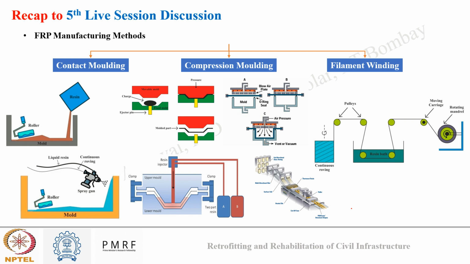Then we started the discussion of manufacturing methods of FRP. In this, we talked about three major categories: contact molding, compression molding, and filament winding. So in the contact molding method, we saw the hand layup method and spray up method. In these, FRP are manufactured using open-ended molds. Fiber layers are placed and then matrix is added either by brush or pour or using spray.